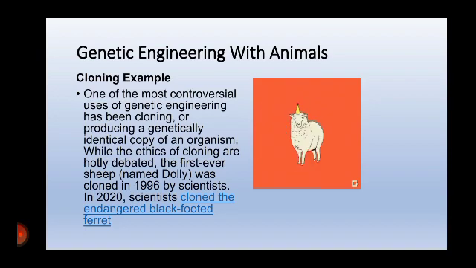Next, genetic engineering with animals. Cloning example. One of the most controversial uses of genetic engineering has been cloning, or producing a genetically identical copy of an organism. While the ethics of cloning are hotly debated, the first ever sheep, named Dolly, was cloned in 1996 by scientists. In 2020, scientists cloned the endangered black-footed ferret.